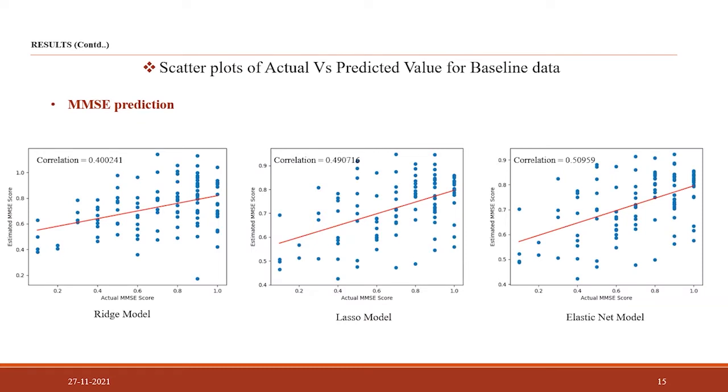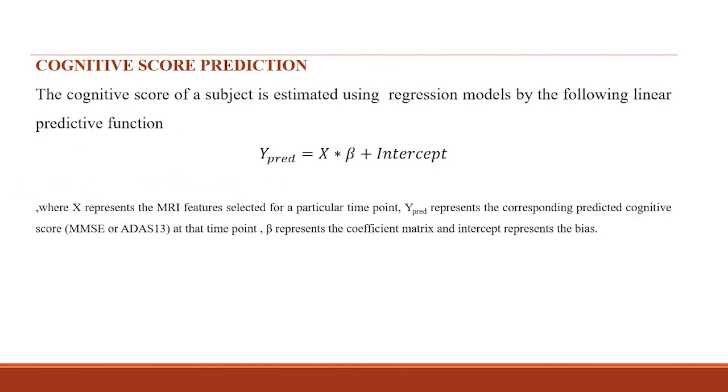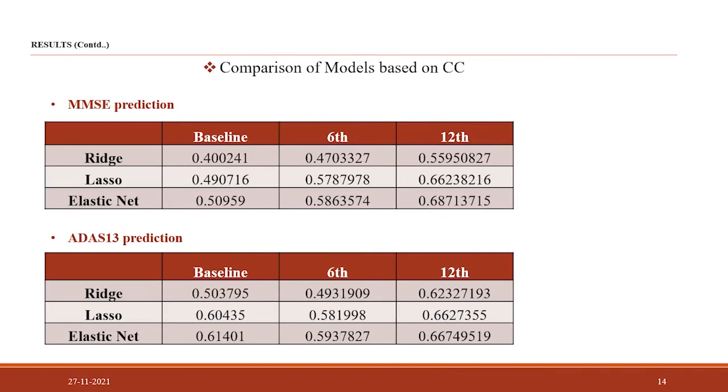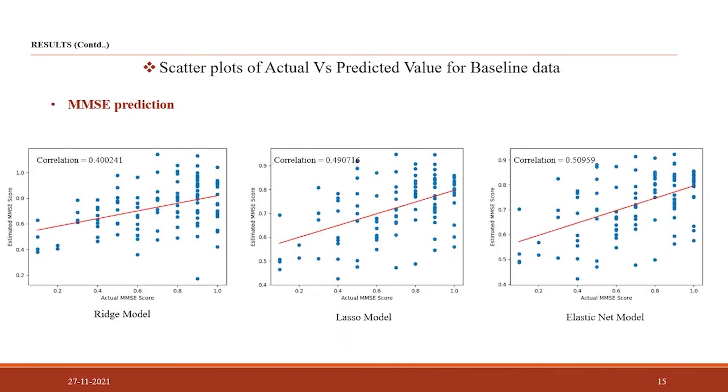This diagram shows the scatter plot of actual and predicted values for the baseline data. Using the prediction from the linear predictive function, this scatter plot is made, and it is found that the data is closer to the line, meaning the predicted value is closer to the actual value, in the case of the elastic net model. So we can conclude that the elastic net model has better prediction accuracy than the other two models.